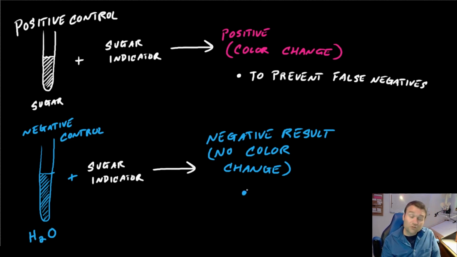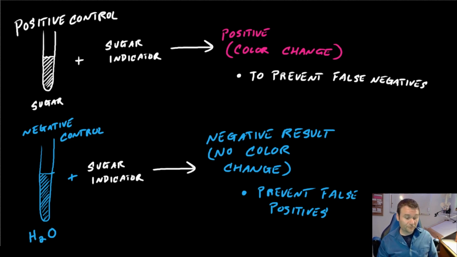Just like positive controls prevent false negatives, negative controls prevent false positives. How would it do that? Well, let's say that every single molecule that we tested over a several week period of time, all of them were showing up as containing sugar. Just color change, color change, color change, color change. Then we did this test with just pure water and we still got a color change.